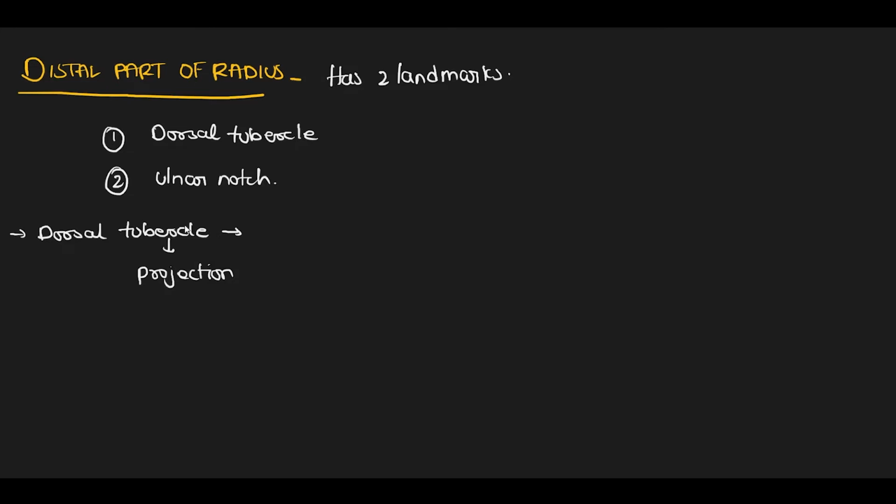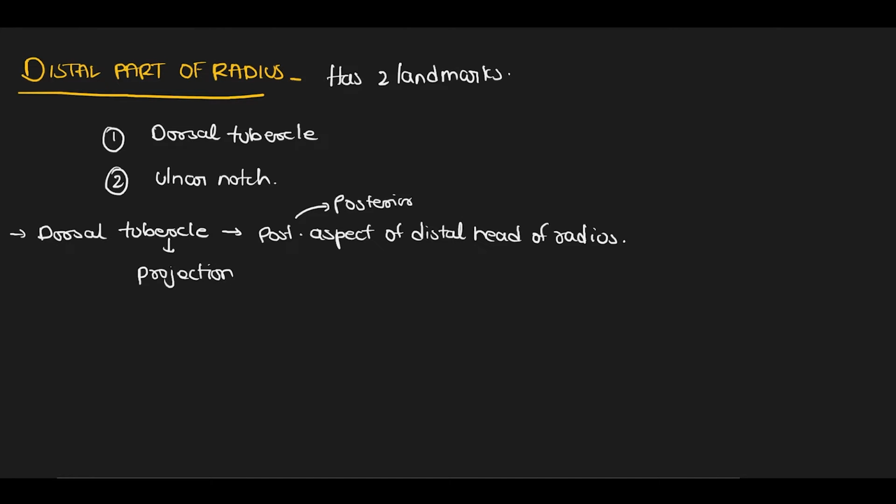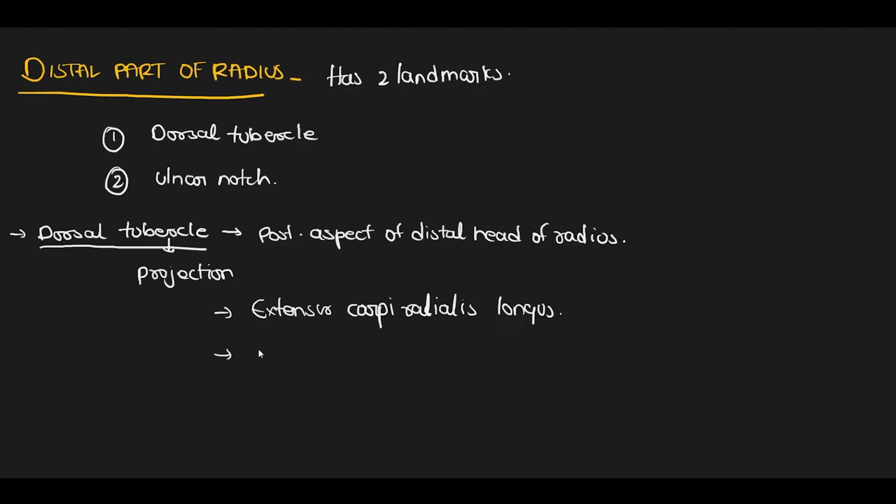So where is this dorsal tubercle present? It is present in the posterior aspect of the tail head of radius. So students, I'm not writing the whole word for posterior here, I'm writing it as a shortcut, so please do understand. What is this dorsal tubercle used for? This dorsal tubercle helps in the attachment of three muscles. Those are extensor carpi radialis longus, the second one is extensor carpi radialis brevis.